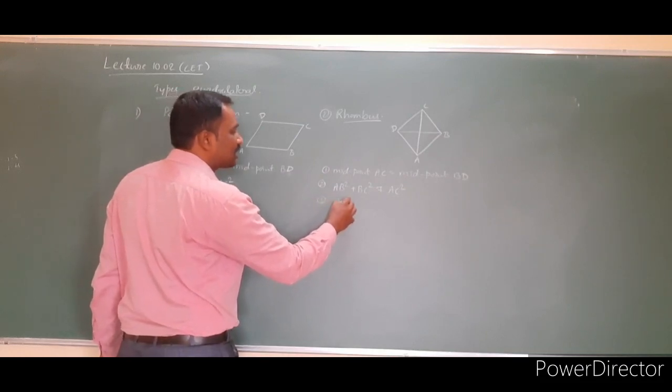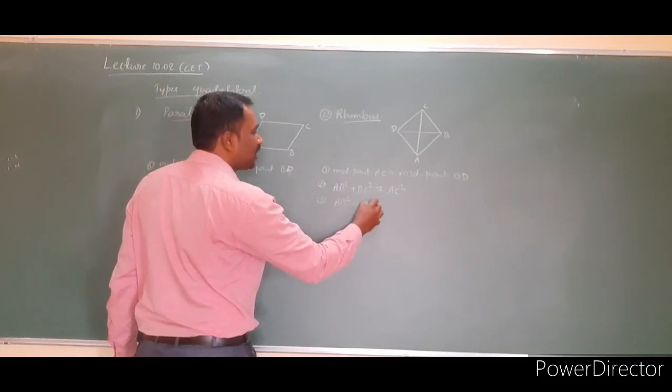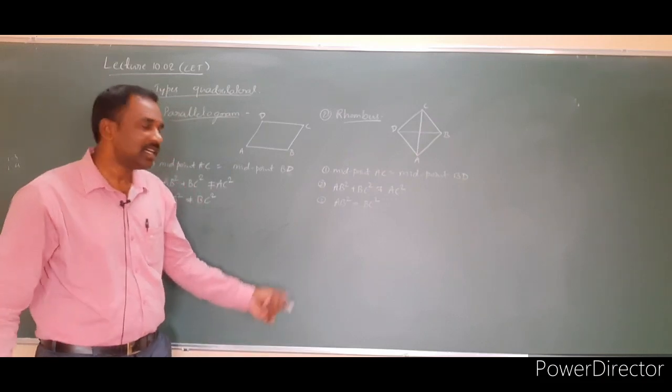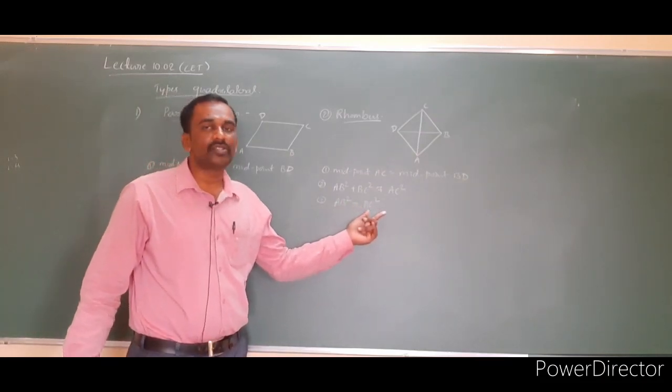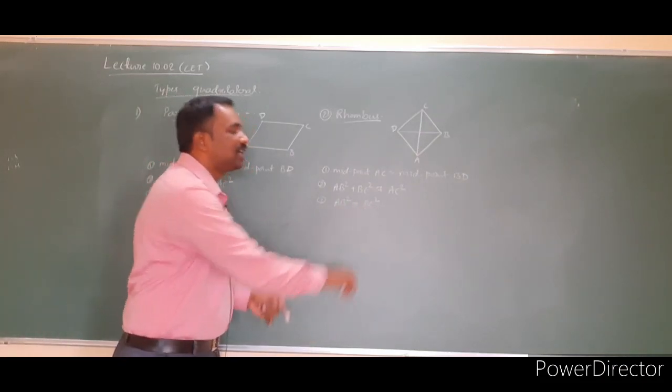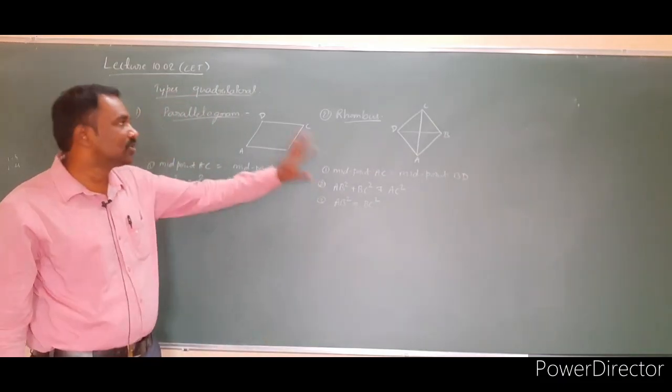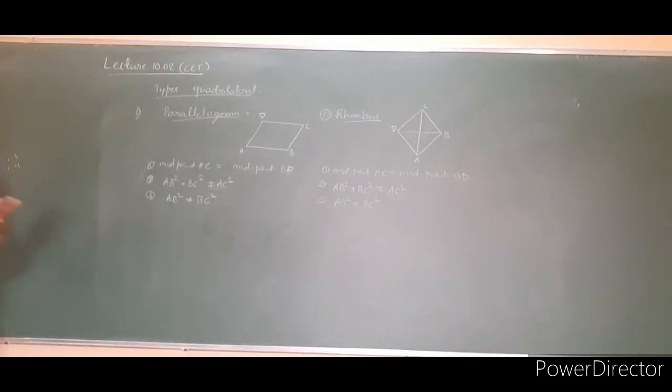Third condition: can I say that adjacent sides are equal in length? AB square is equal to BC square. Adjacent sides have equal length. So this is said to be a rhombus. Have you come to know what the difference is between the parallelogram and the rhombus?